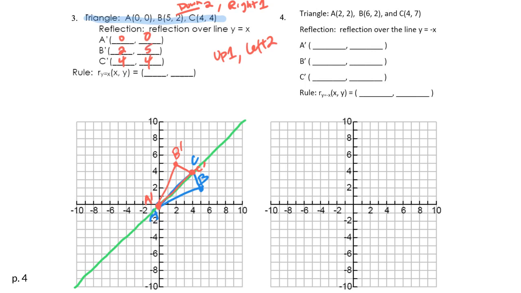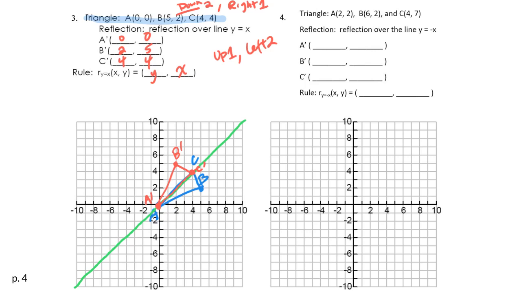Okay, so when I look at how these points differ, I notice that A and A prime and C and C prime were the same. So I'm really just going to look at B and B prime to compare what I should be doing as my rule when I'm reflecting over y equals x. I notice that these values are exactly the same. They're just flipped. And so in order to flip them, instead of my coordinate being x, y, when I reflect over y equals x, it's going to be y comma x. And that's going to be my rule.